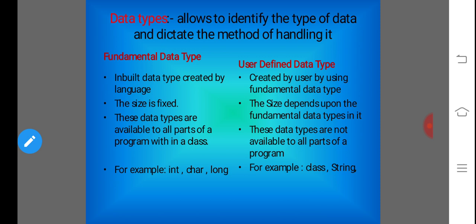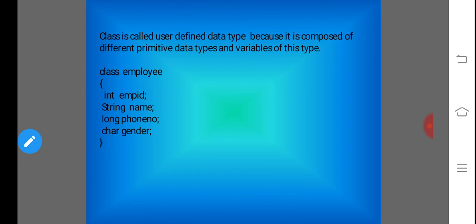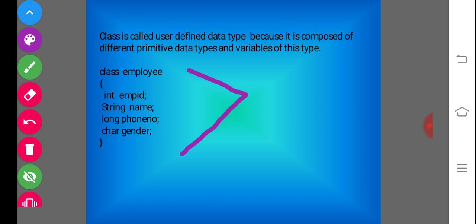The examples of fundamental data types are int, char, long, byte, short, double, but user defined data type examples are class and string. Now, one question which is often asked in the exam is why a class is called a user defined data type. If you look at the structure of the class, what all the data types are used: int, string is a user defined data type, and long, char are all primitive data types.